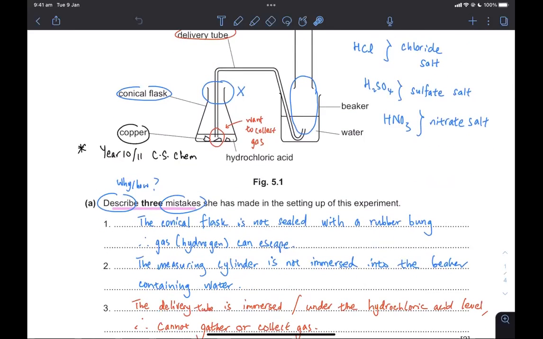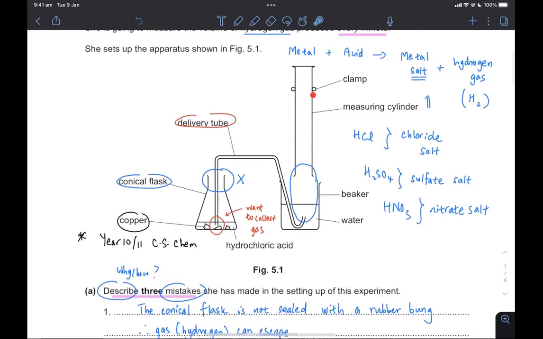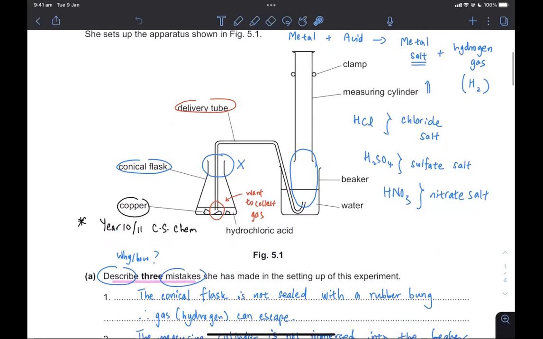3 mistakes. Mistake means it's not good. Well, this is not good. You cannot collect the gas like that because there's no gas that you're collecting. In fact, the water will not be filling up the measuring cylinder at all. This thing is not sealed up. That means you don't seal it. SEAL means you don't lock it up or something. And you want to collect the volume of gas. You don't want the liquid at all. So this should be a little bit higher, not immersed into the hydrochloric acid there.